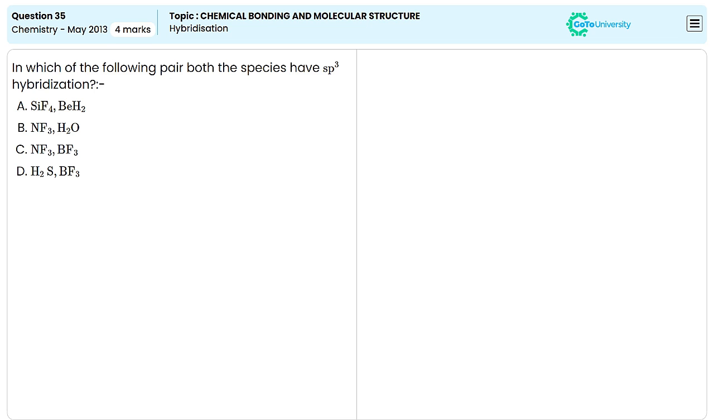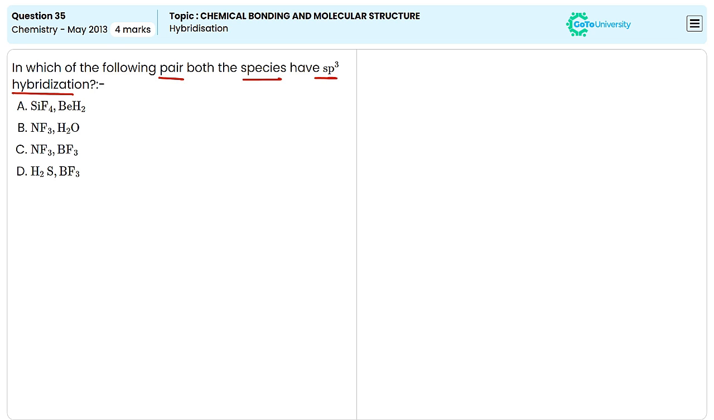In this question, different pairs of covalent compounds are given. We have to choose the species which have sp3 hybridization. Before that, we have to see the hybridizations of each and every compound given here.